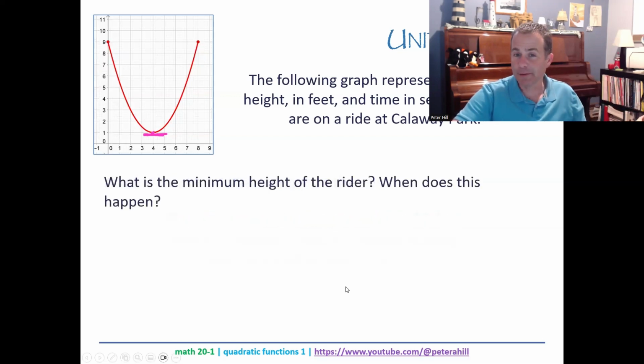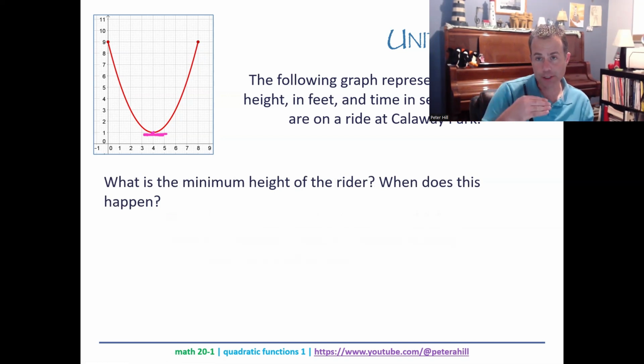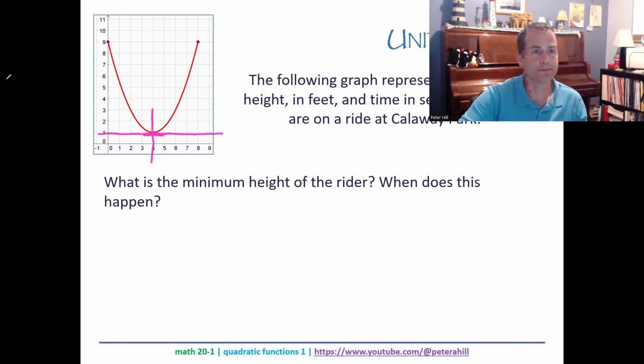What is the minimum height of the rider? I've actually already written it there. And when does this happen? So the minimum height is 1 foot. Okay. And then when does that happen? It happens at 4 seconds. Just reading that right off my graph, I can see the minimum here of 1 foot, and I can see that it happens at 4 seconds.